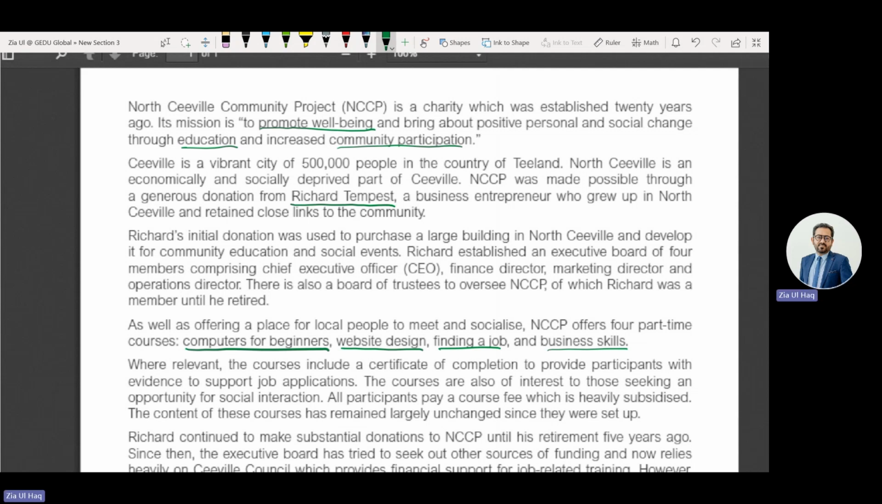And this is what? A charity business. This is information on whether it's a charity or profit making. If we look at the mission, their mission is to promote well-being through education and community participation. We don't know whether they provide courses free of charge or charge something, but mainly it is developed through generous donations.